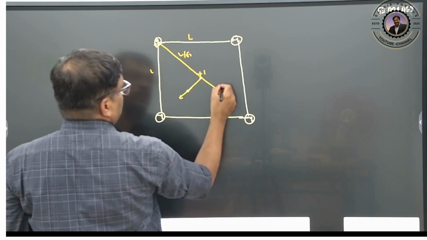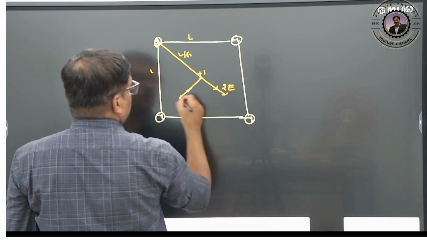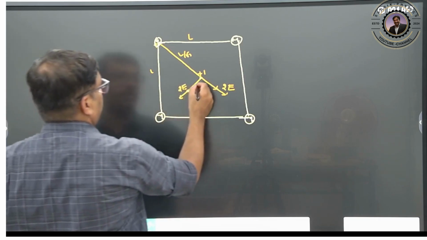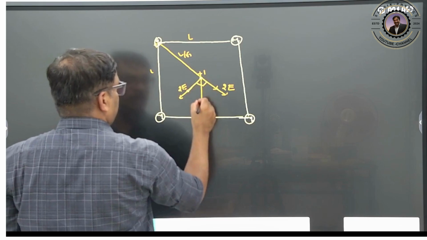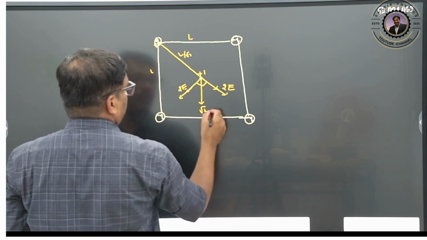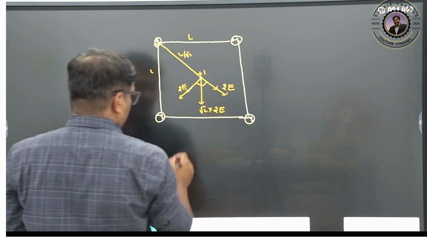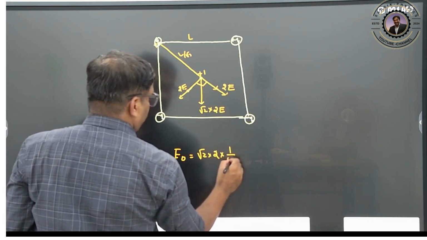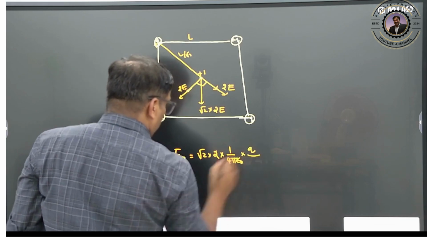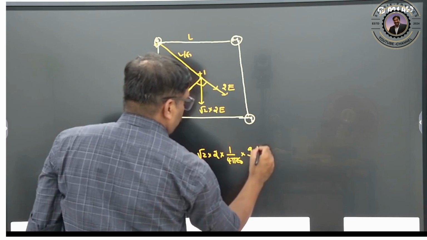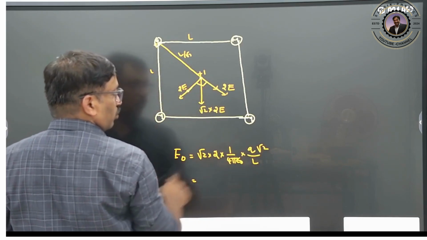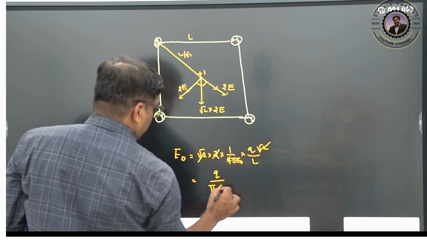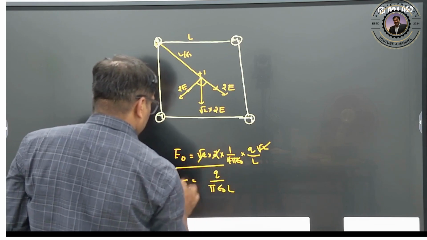Due to this charge, this is E and E, therefore 2E, and this also 2E. Clear? What is the angle between them? The angle between them is 90 degree. Therefore the resultant will be root 2 into 2E. So the electric field at the center is root 2 into 2 times E, that means 1 by 4 pi epsilon naught into Q by L by root 2. Root 2 into root 2 is 2, 2 into 2 is 4, so this 2 gets cancelled out. Q by pi epsilon naught into L. This will be your electric field.